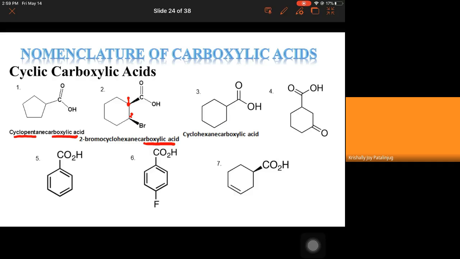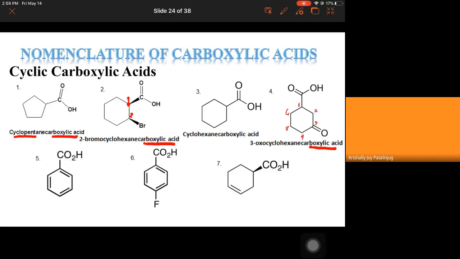Now, what about this one? This would be carbon 1, where the carboxylic acid is attached, carbon 2, then this would be carbon 3. So at carbon 3, there is an oxo. So 3-oxo, cyclohexane, attach the suffix carboxylic acid.